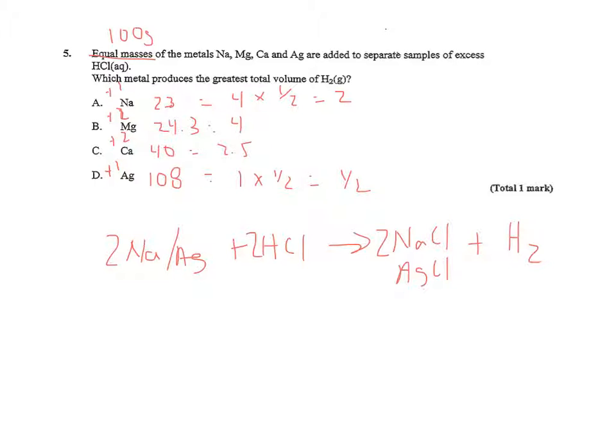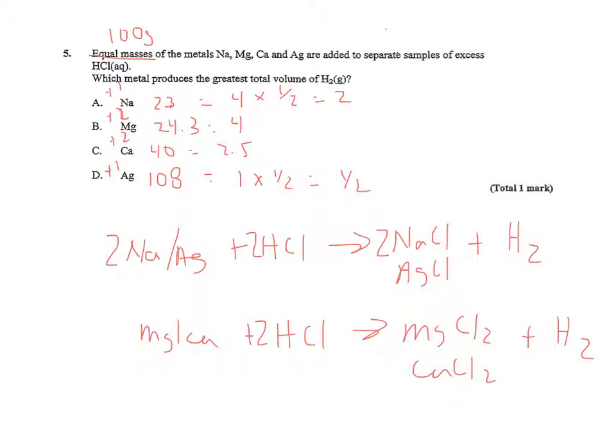But with the Mg and the Ca, because they're a +2 oxidation number, when they combine with HCl, I get MgCl2 or CaCl2 plus H2. So now I only need the 2 here. So this is a 1-to-1 ratio. So now my Mg gives me 4 moles, whereas my Ca gives me 2.5 moles. So now B should produce the most.